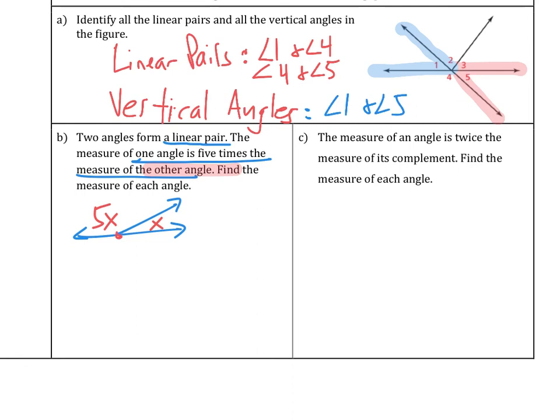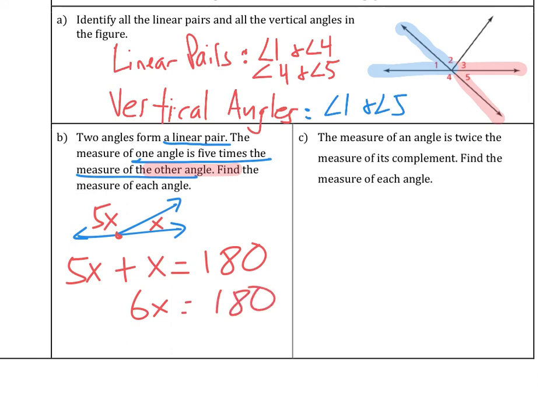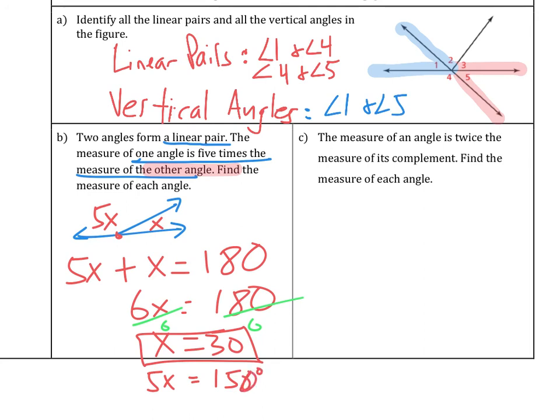So we've got two angles, x and 5x. Since they're a linear pair, we know something about them. The 5x and the x have to add to 180. All right, so 6x equals 180. And so if we divide by 6, x is 30. Okay? So one angle is 30, and then the 5x angle is 5 times 30, which is 150. Okay? All right.